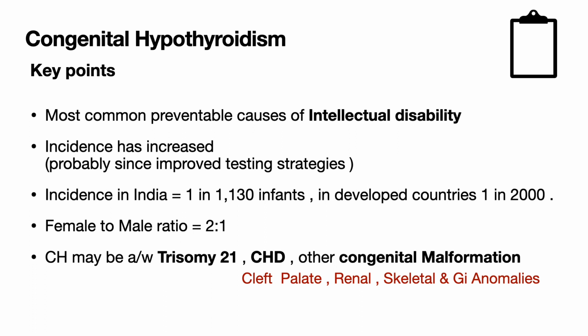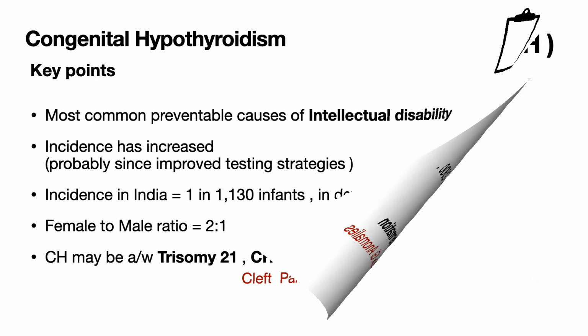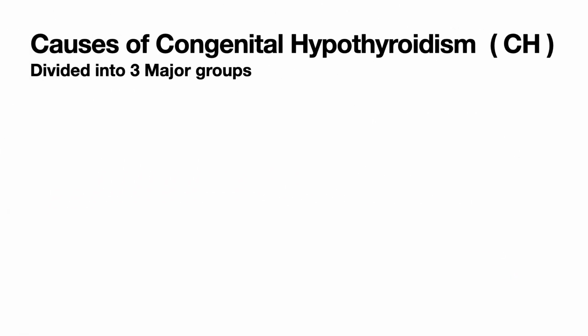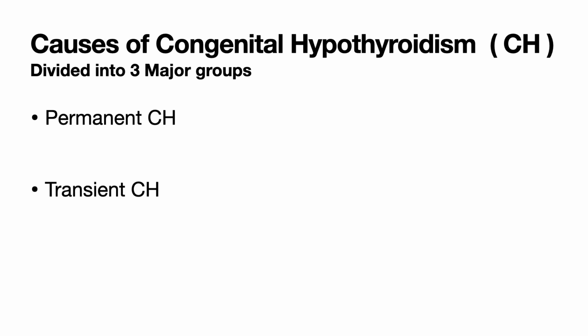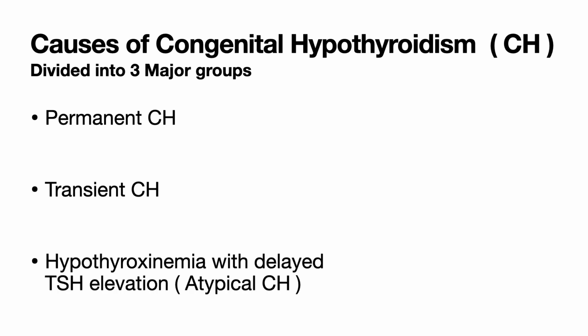The congenital hypothyroidism may be associated with trisomy 21, congenital heart disease, other congenital malformations like cleft palate, renal, skeletal, and GI anomalies. The causes of congenital hypothyroidism are divided into three major broad groups, that is permanent congenital hypothyroidism, transient CH, and hypothyroxinemia with delayed TSH elevation, which is atypical CH.